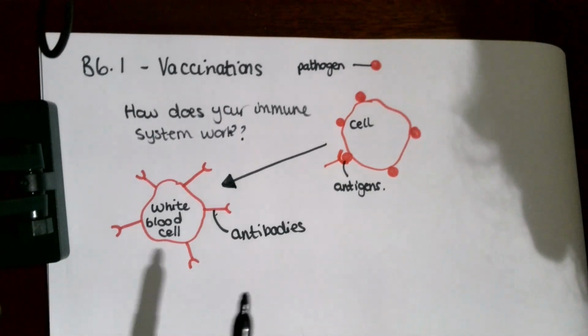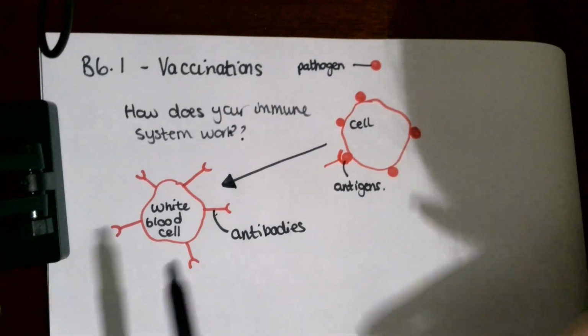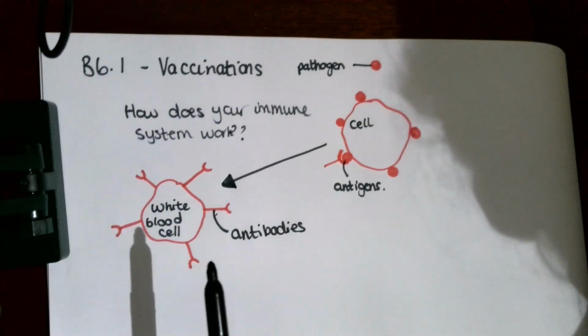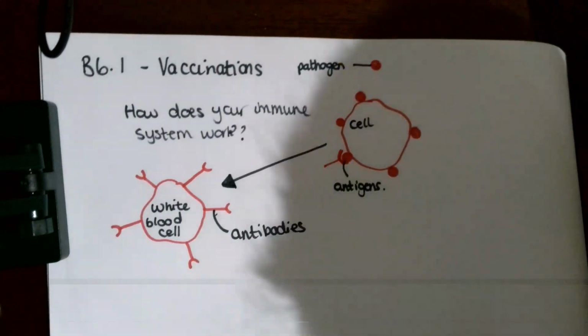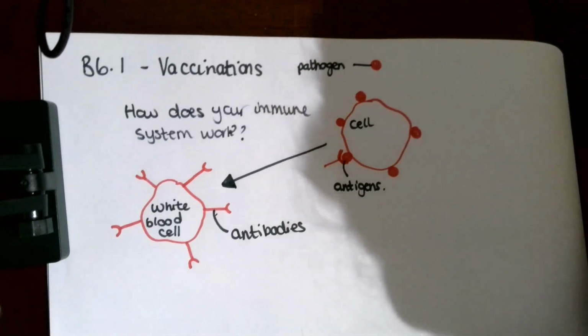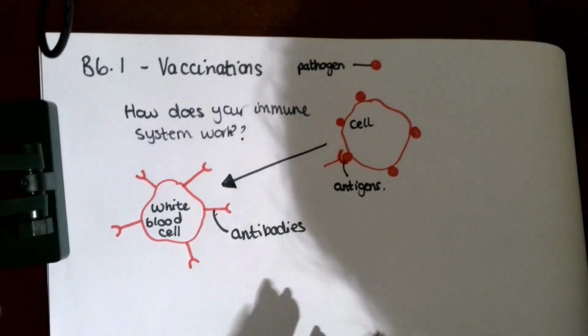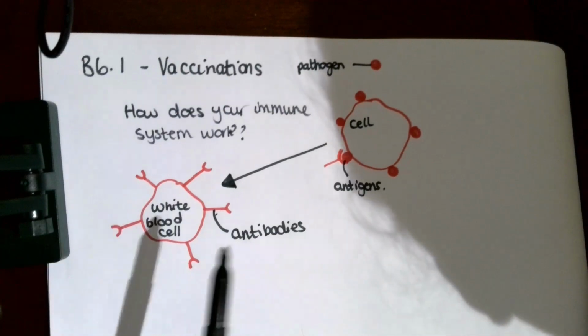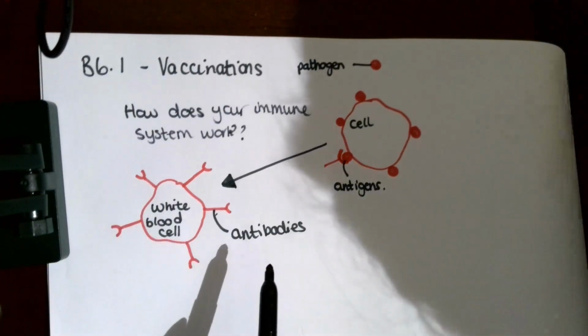So some of your white blood cells will then remember what this pathogen looks like, so they'll remember the shape of the antigen. So if that same pathogen attacks your body again, your body can respond a lot quicker, meaning that you won't actually be infected and you'll now be immune because your body can recognise it and stop the infection a lot quicker.